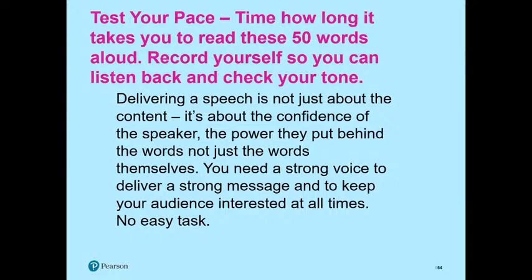But you really need to think about, where are you putting the emphasis? Where are you putting the pace? Can you hear yourself? Because actually, a lot of people, when they speak, when they're nervous, are so quick that it's almost unintelligible. You can't make out the words.